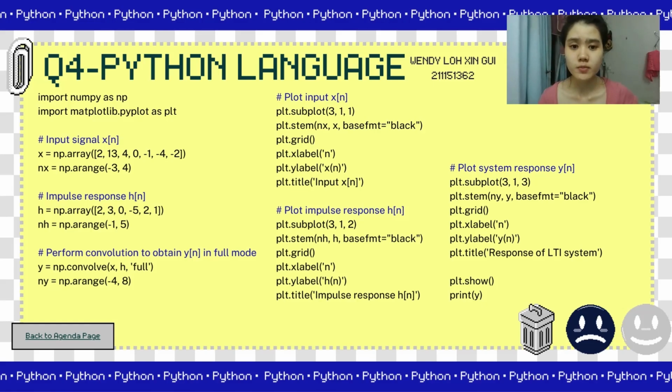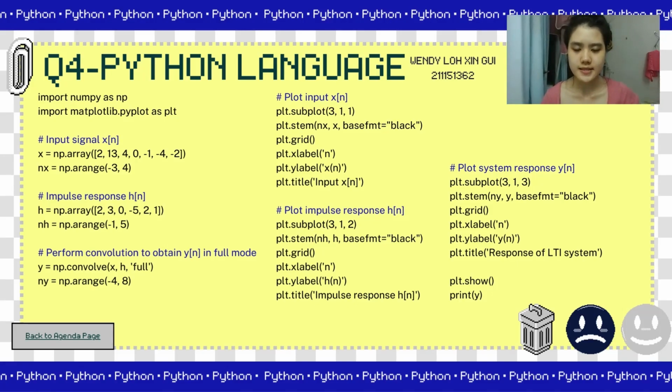Now we can perform the convolution to obtain the yn in full mode using the NP convolve. In full mode, the result of convolution will have both positive and negative indices to capture the entire convolution result. So here we can see this is the entire convolution result from the xn and hn.